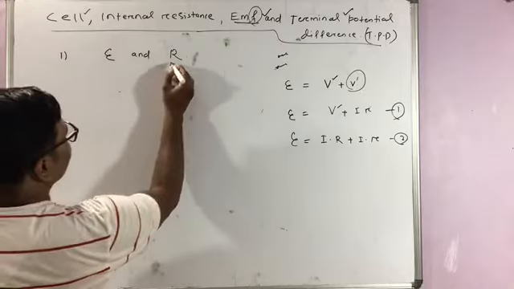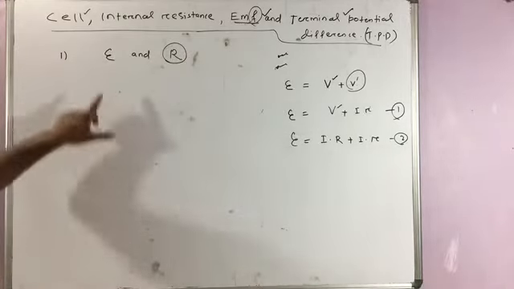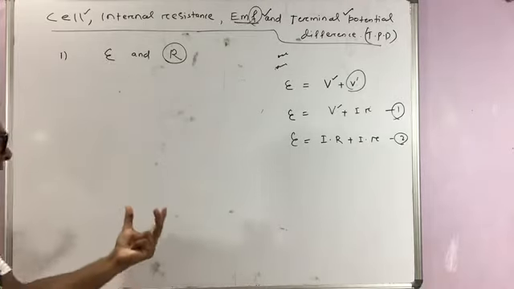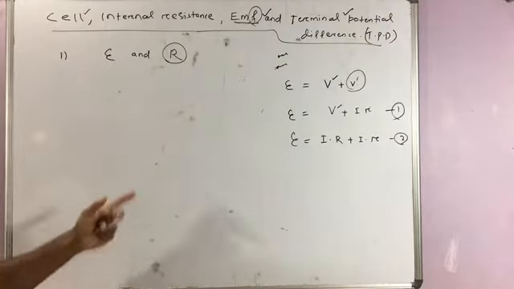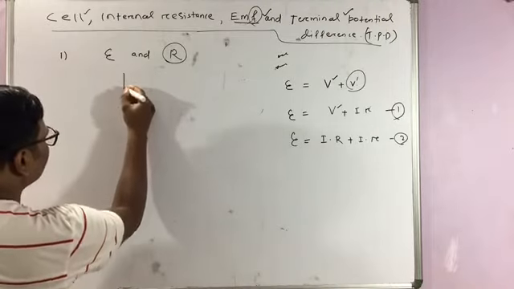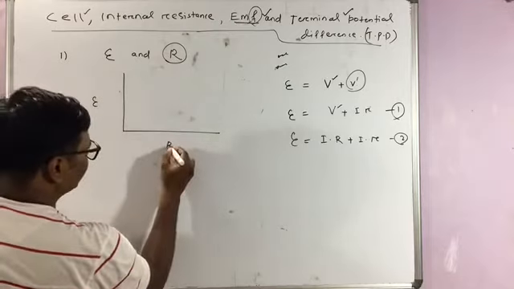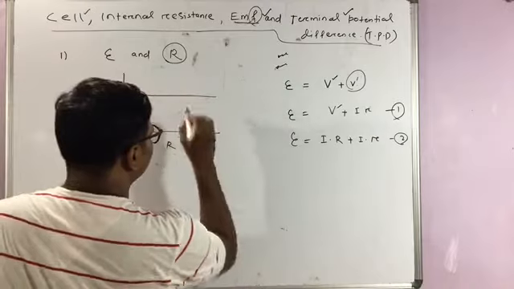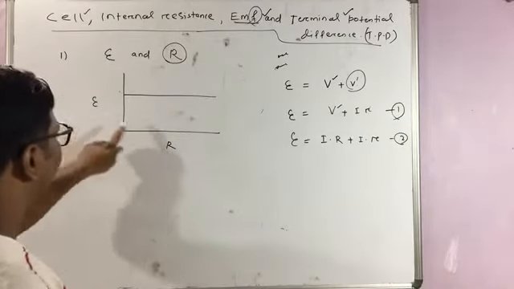So if you change the value of R, this is not going to affect the value of your EMF. It is the property of the cell itself. It won't depend on any external factor like your external resistance. So the simple logic suggests that if you plot a graph between E and R, meaning EMF and resistance, the graph is almost independent of R.